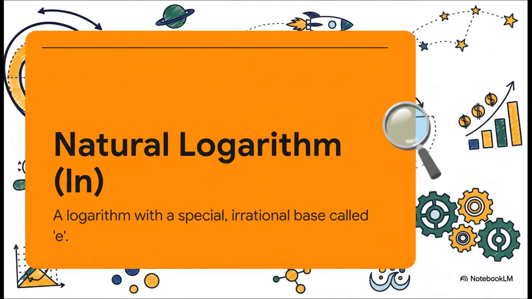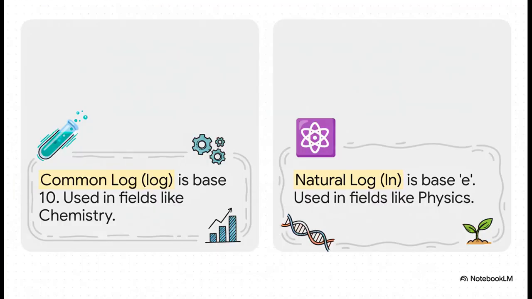Then we have its slightly more exotic cousin, the natural logarithm, written as ln. Now this one doesn't use base 10. It uses a really special, famous number called e. And e is a bit like pi. It's this irrational number that just pops up everywhere in nature, especially when you're talking about things that grow or decay over time.